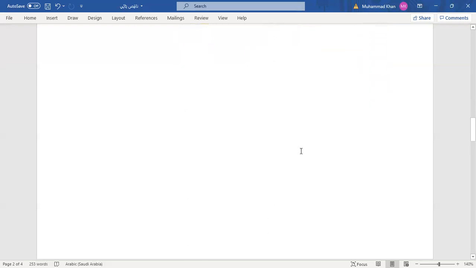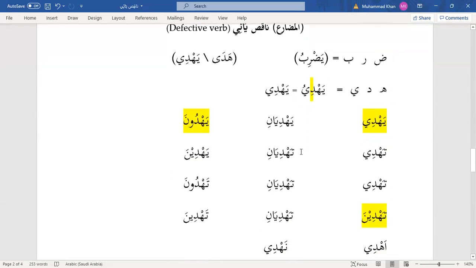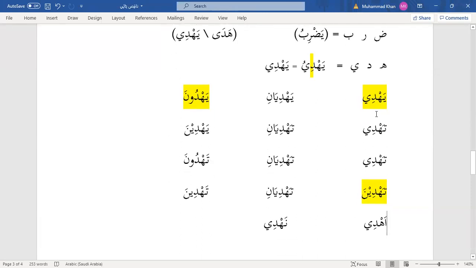And in the mudari, the first change that has taken place, as we can see here, is that the ya has dhamma and before it has kasra. So when ya has dhamma and there is kasra before it, it becomes less likely to stay a ya. If we implement this rule to one, it will be implemented to the five. So it will be yahdi, tahdi, tahdi, ahdi, and nahdi. So these five are clear.